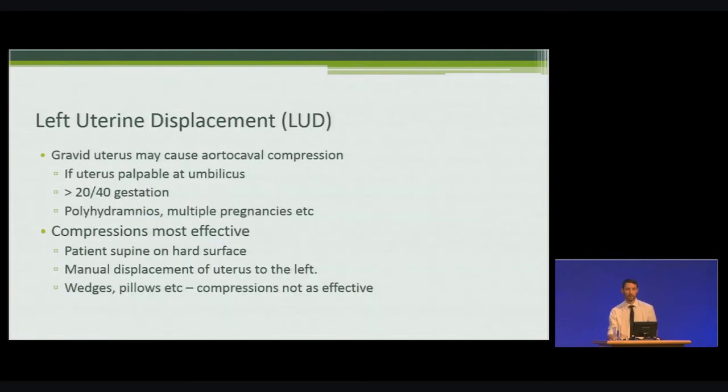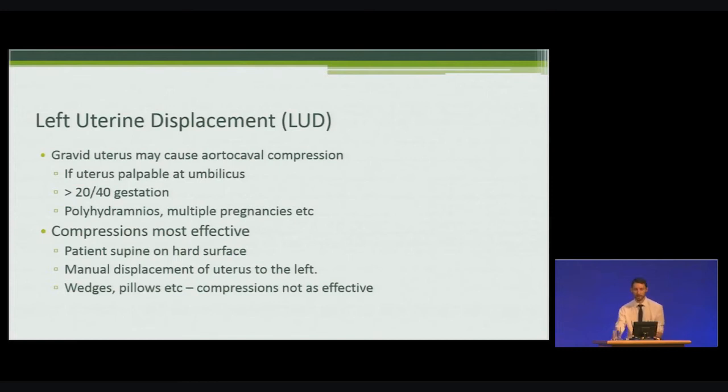Moving on to left uterine displacement. As we all know, the gravid uterus may cause aortocaval compression. This is generally deemed to occur if the uterus is palpable at the umbilicus, or greater than 20 weeks gestation, but may occur earlier than this in scenarios such as polyhydramnios, multiple pregnancies, etc. Important to note that compressions are most effective if the patient is lying on a hard surface. If you use wedges and pillows, etc., the compressions are actually not as effective as if you manually displace the uterus.